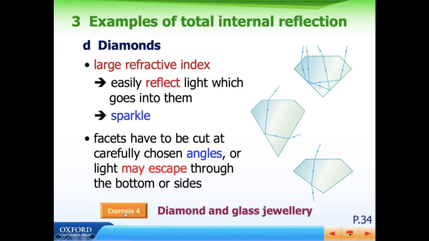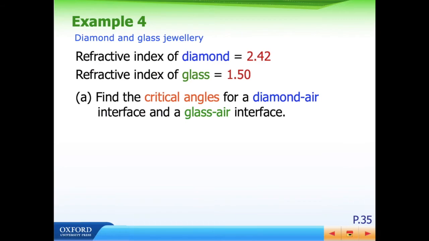Example number 4. Diamond and glass jewelry. We have the following known quantities. The refractive index of diamond is equal to 2.42 and the refractive index of glass is equal to 1.50. Letter A. Find the critical angles for a diamond-air interface and a glass-air interface.